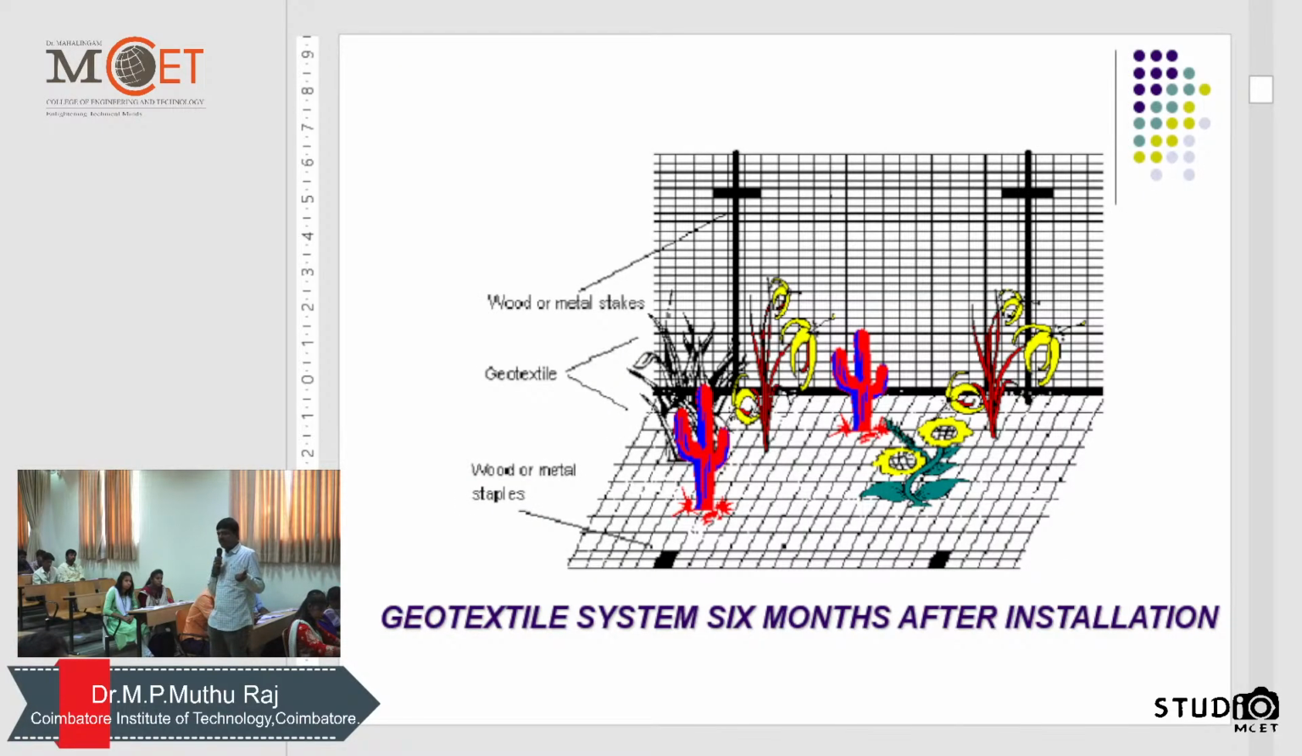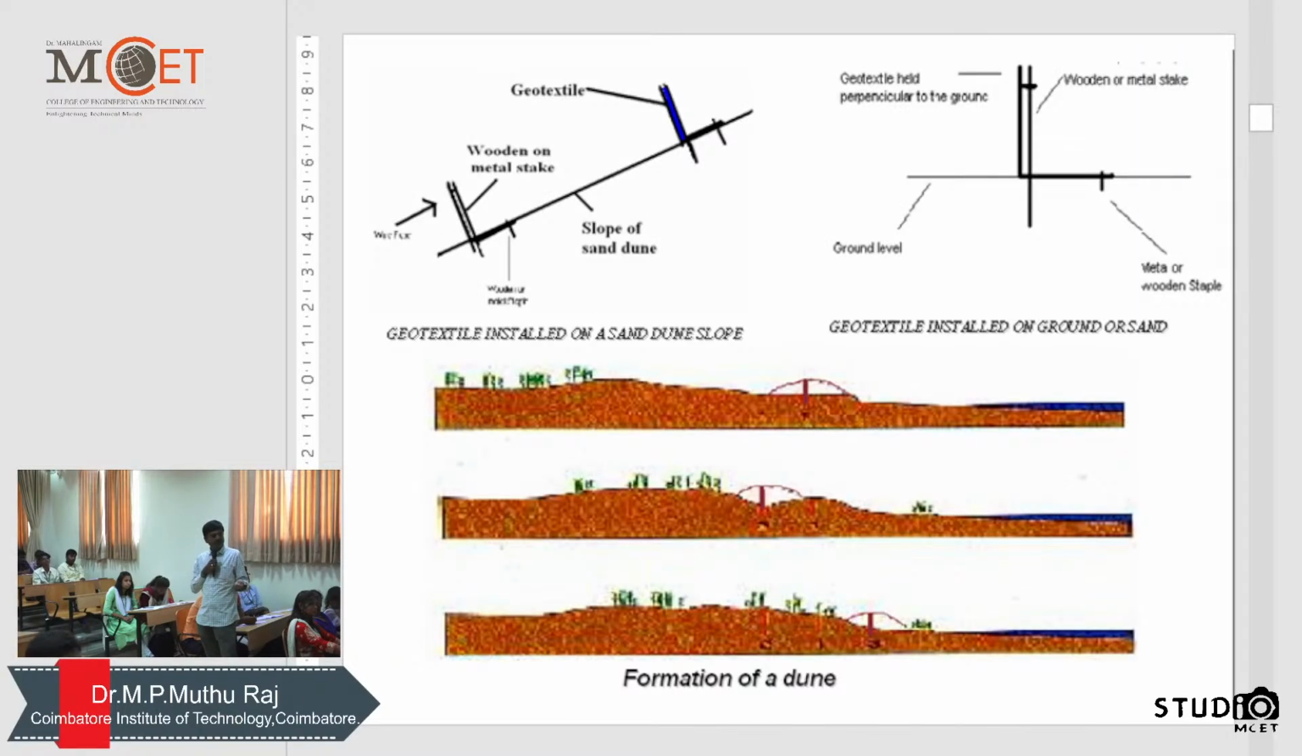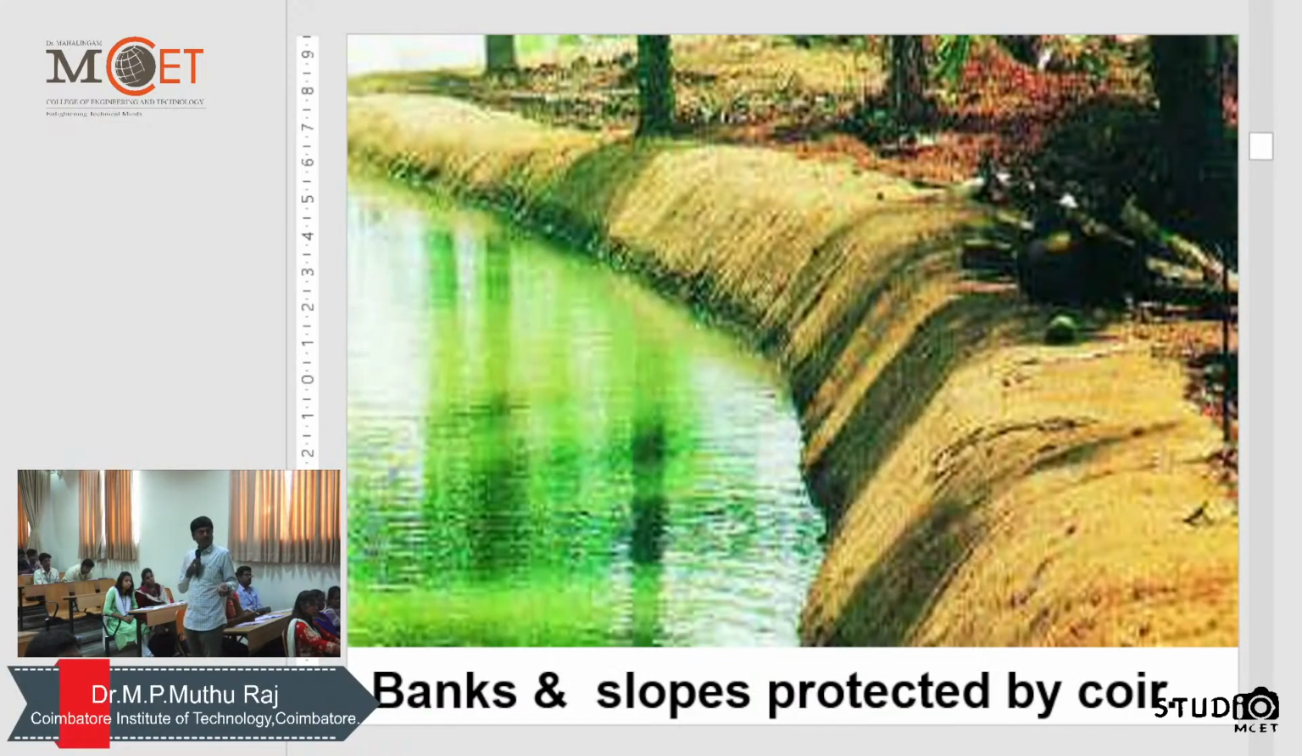This is a pictorial representation of manufacturing or providing the geotextiles. Then you can see that there are a lot of applications. You can strengthen the side slope or you can strengthen the ground also. So to improve the ground and to remove the erosion effects, you can do that. This is one simple example of bank and slope protection by coir.